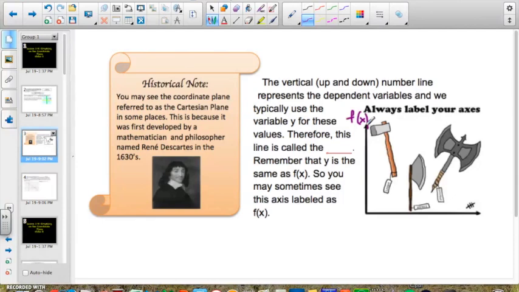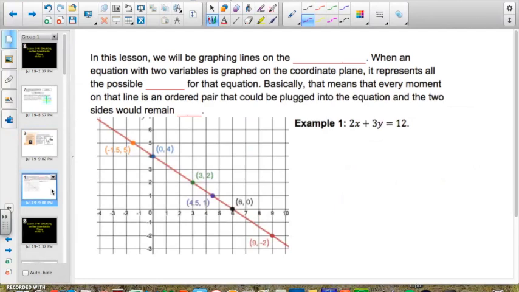Now, as you guys have probably noticed by now, we like to throw in some historical notes, tie in a little cross-curricular with math and history. You also might see the coordinate plane called the Cartesian plane. That's because it was first developed by the mathematician and philosopher named René Descartes, and this has been around all the way since the 1630s. Alright, just a little bit more to talk about in this video, so let's go ahead and get into that.